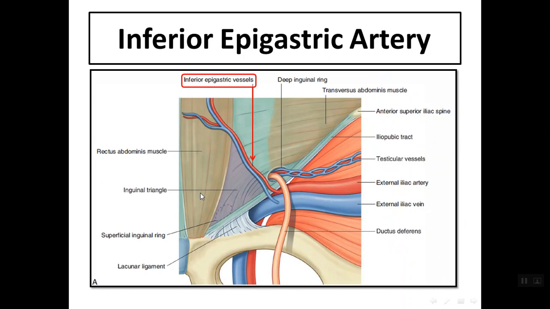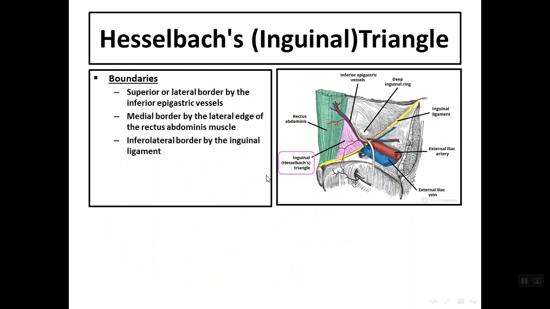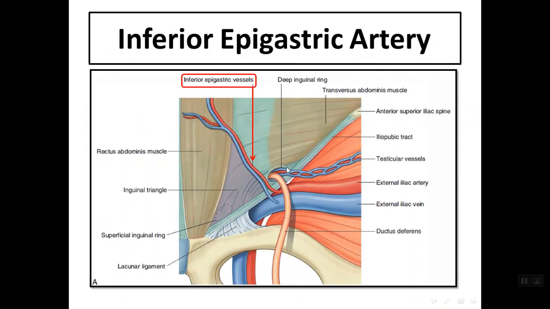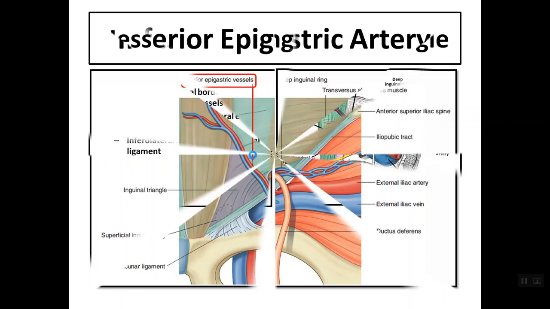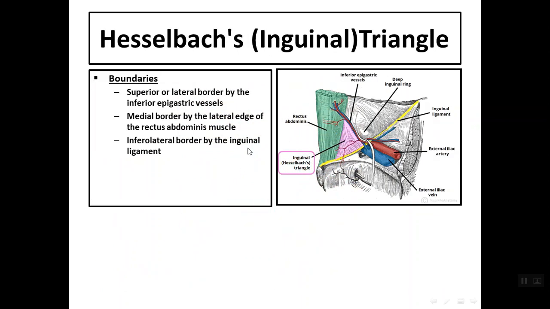Another important note about the inferior epigastric artery: as we said before, it originates from the external iliac artery and runs medial to the deep inguinal ring. This is the deep inguinal ring. It runs medial to it and runs upward to supply the anterior abdominal wall.